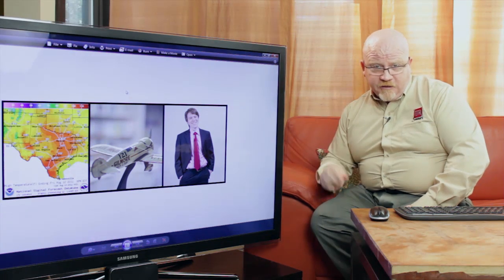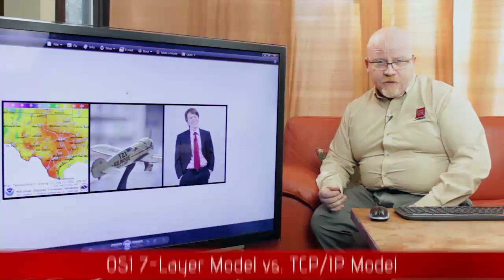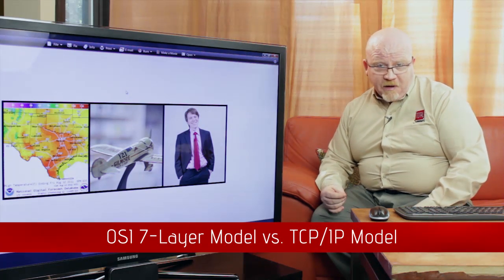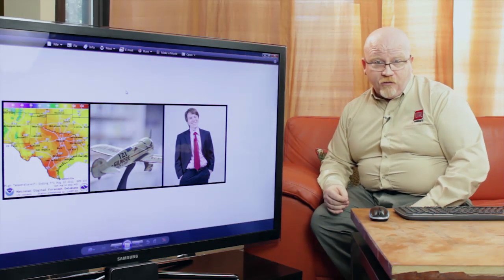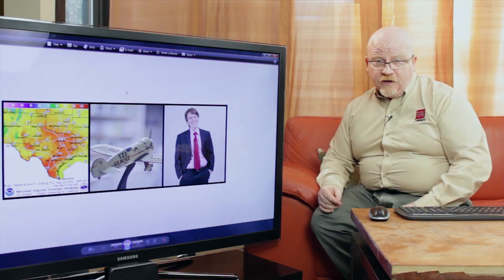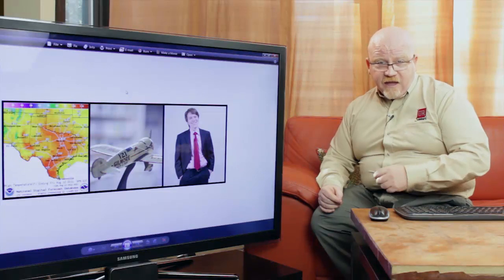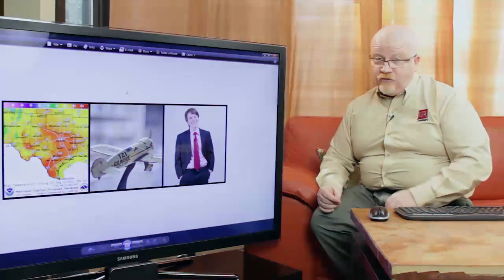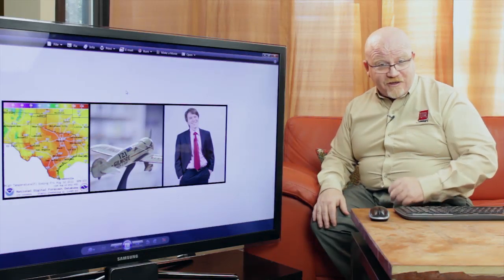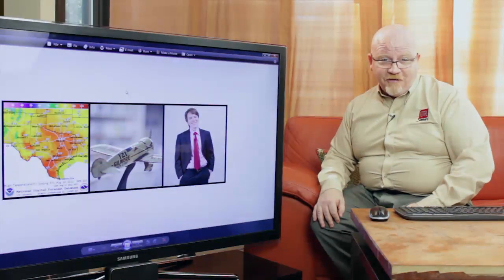There are two networking models on the Network Plus. There is the OSI 7-layer model, and then there's the TCP/IP model. We need to go over both of these in great detail, and we're going to be using the next several episodes so that you can understand both the OSI and the TCP/IP model, not only so you can pass the Network Plus, but so you can talk the network talk. So let's get started into the world of modeling.